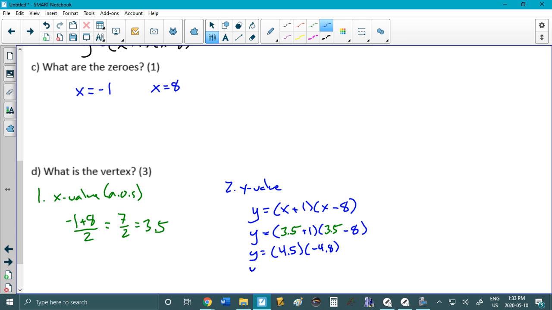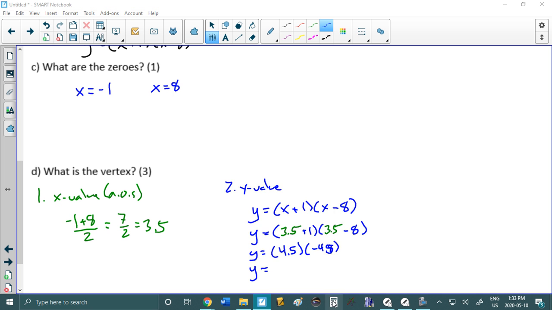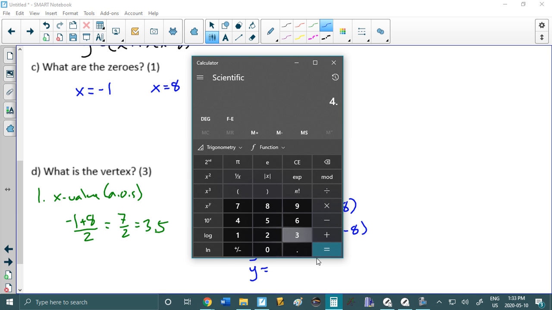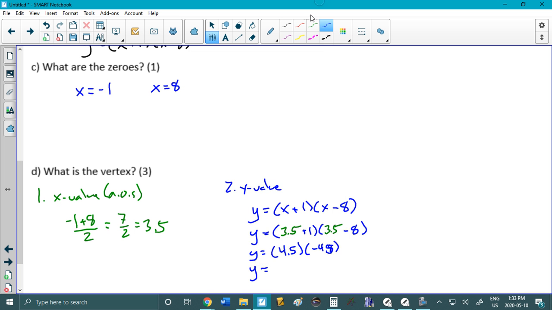So that's a check right there. These two numbers are the same. That should say 4.5. Those two numbers are the same, but one's positive, one's negative. So if we multiply them, we get 20.25, and it's negative because we have a positive times a negative, and therefore vertex is 3.5, comma, negative 20.25.